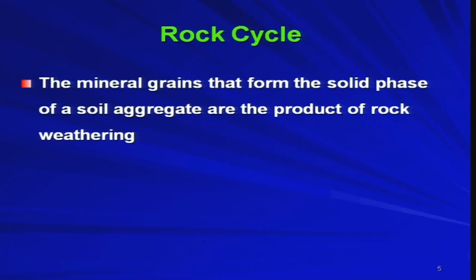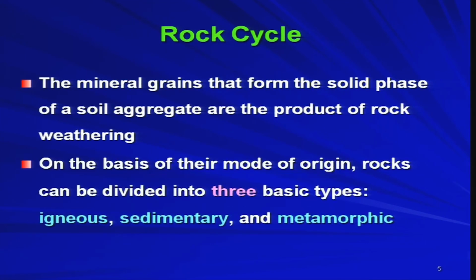The mineral grains that form the solid phase of a soil aggregate are the product of rock weathering. We will be talking about weathering later on, what actually weathering means. On the basis of their mode of origin, rocks can be divided into 3 basic types, as most of you know: igneous rock, sedimentary rock and metamorphic rock. These are 3 broad classifications of rocks which are generally found in practical situations.